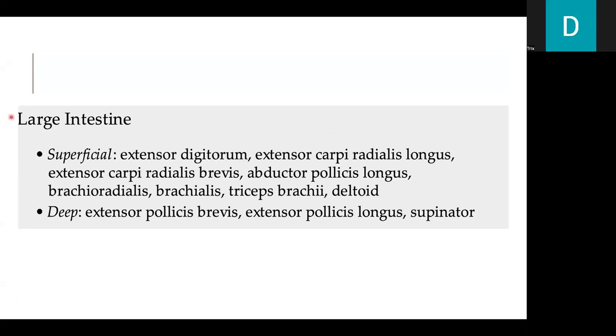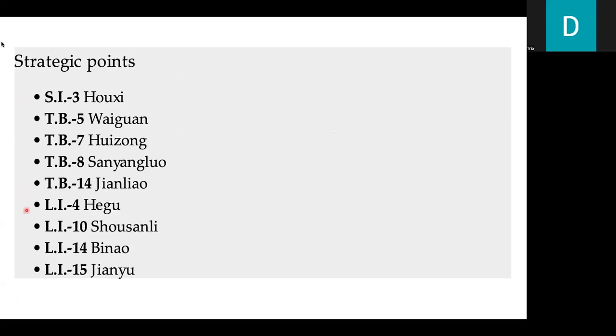The large intestine, if it's superficial, it's in the extensor digitorum, extensor carpi radialis longus, extensor carpi radialis brevis, abductor pollicis longus, brachioradialis, brachialis, triceps brachii, and deltoid. For deep, it's in the extensor pollicis brevis, extensor pollicis longus, and supinator. The strategic points to be used are SI3, triple burner 5, triple burner 7, triple burner 8, triple burner 14, Li4, Li10, Li14, and Li15.